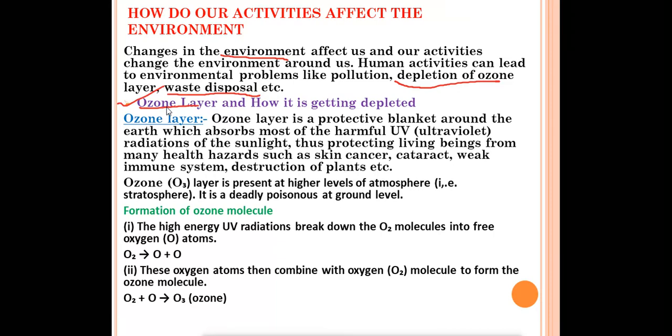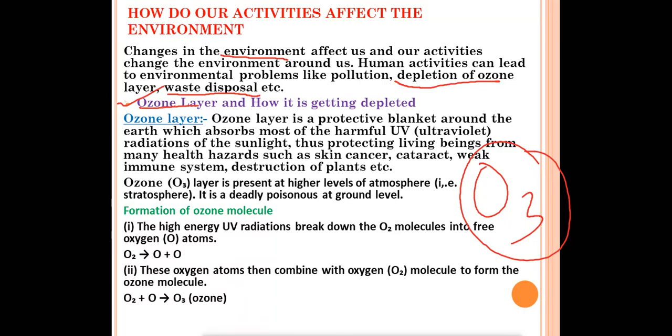At the top of the atmosphere, one blanket-type layer is there, made up of ozone. The formula of ozone is O3. Three atoms of oxygen combine together to form the ozone layer, a very protective blanket at the top of the atmosphere, and it protects us from the harmful ultraviolet radiations coming from the sun. If those ultraviolet radiations reach human beings, they can cause various diseases like skin cancer and cataract, and they can even damage plants and animals.